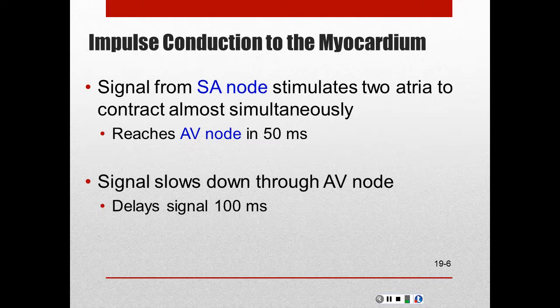Now in the AV node, the signal slows down to about 0.05 meters per second. Now this slowing is primarily due to fewer gap junctions in the cardiocytes in this particular region. Now why is there a particular delay? There's a signal delay of about 100 milliseconds. And why does this occur? From the atrium to the ventricles, why is there a slight delay? And that delay is to give the ventricles enough time to fill.